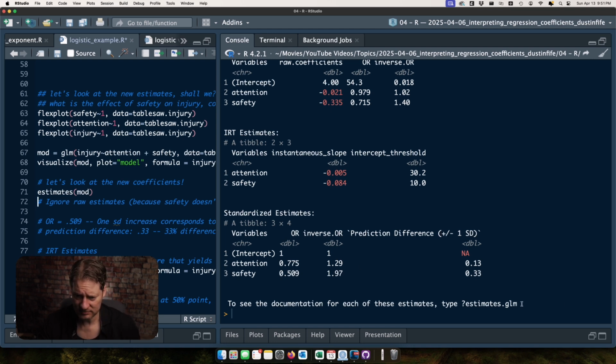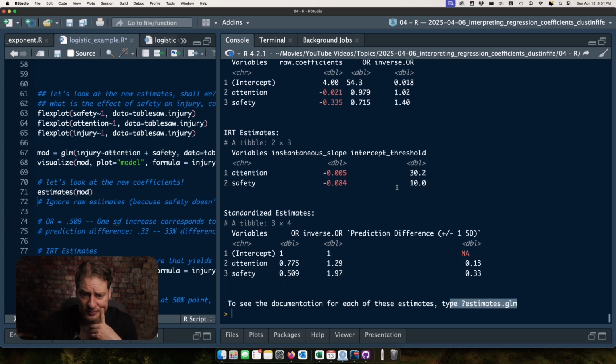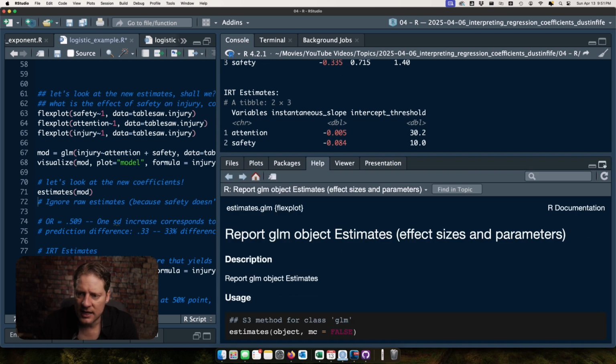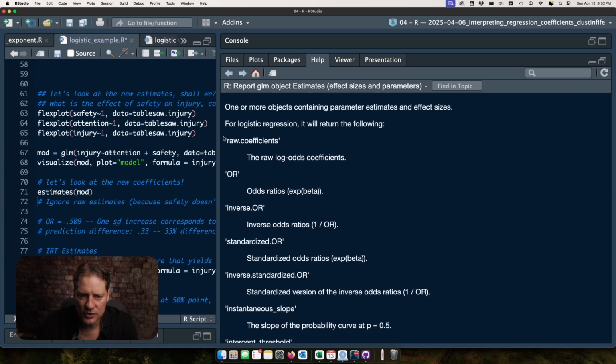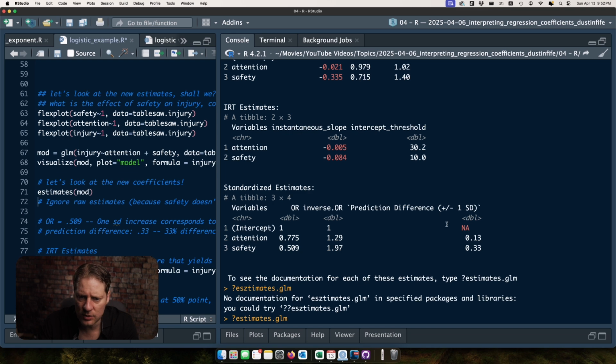Oh, and by the way, all this stuff is pretty new in FlexBot because I just created this, and it's pretty cool. If you want to see an explanation of what all these numbers mean, you can type estimates.glm, like it says in the documentation there. Oops, if I could spell estimates right. Right down here, it shows you what all these values are and how to interpret them. But we are going to go with prediction difference.